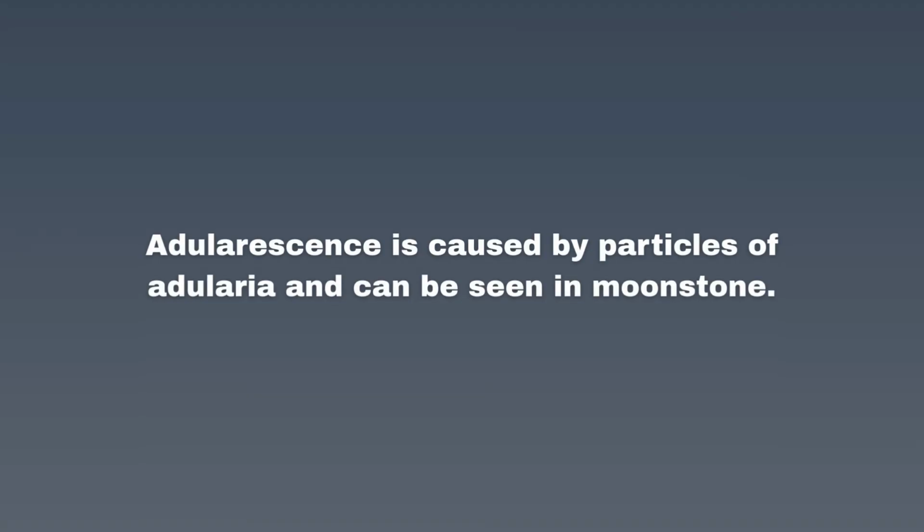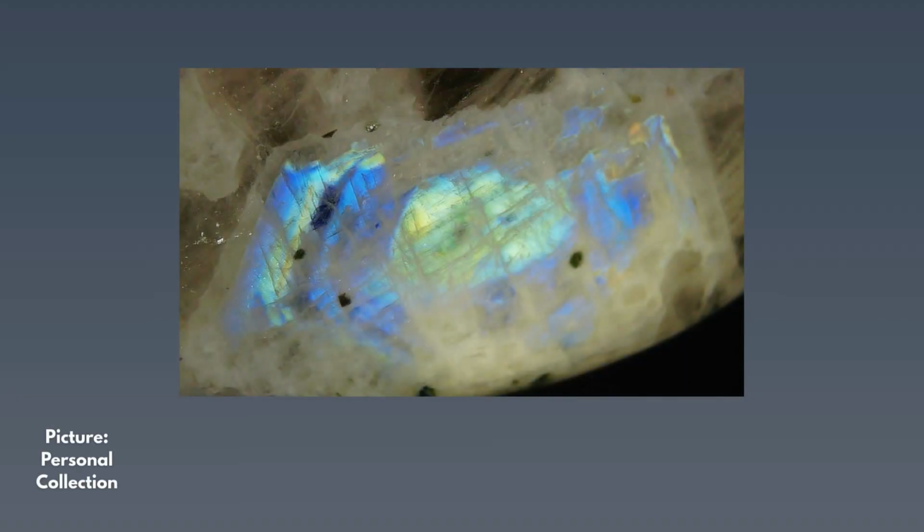Asterism is caused by particles of adularia and can be seen in moonstone. This is rainbow moonstone, and that flash is the asterism.